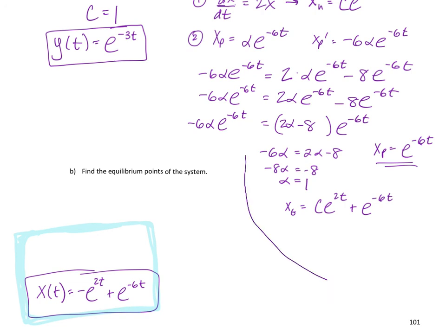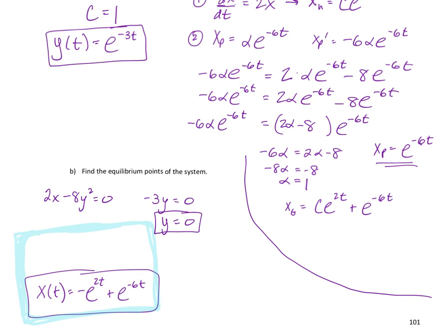So part B is to find equilibrium points of the system. So you find equilibrium points by setting dx dt and dy dt equal to 0. So let's see, I'm going to set 2x minus 8y squared equal to 0 and negative 3y equal to 0. And I have to solve these two equations with two unknowns simultaneously. So the one with just y's in it is pretty straightforward. We get y equals 0, right?